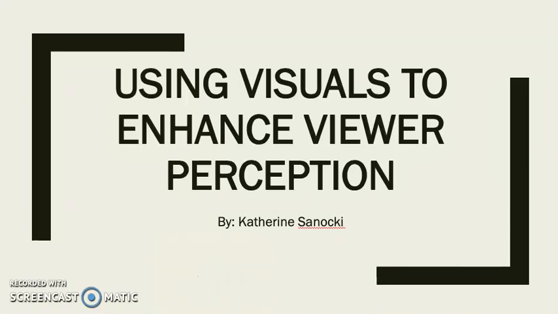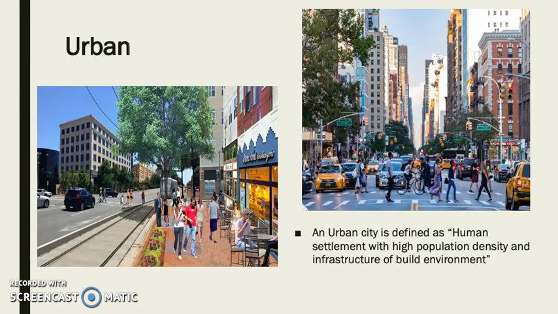We're going to be going over using visuals to enhance viewers' perception on things. We have urban. An urban city is defined as human settlement with high population density and infrastructure of building environments. So the urban areas are the regions surrounding a city, and the urban areas are very developed with human structure. And these things are like commercial buildings, roads, bridges, and neighborhoods.